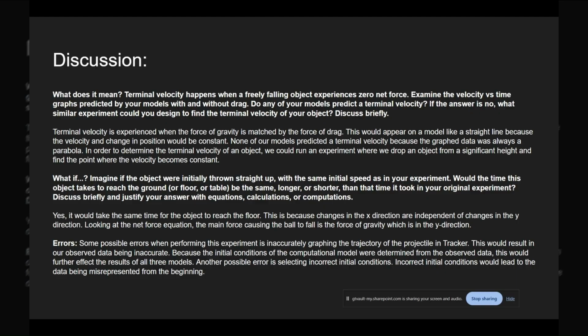Now, some possible errors when performing this experiment are inaccurately graphing the trajectory of the projectile in Tracker, as that results in inaccurate observed data. Because the initial conditions of the computational model were determined from the observed data, those would further affect the results of all three models. Another possible error is selecting incorrect initial conditions, as incorrect initial conditions will lead to the data being misrepresented from the beginning.